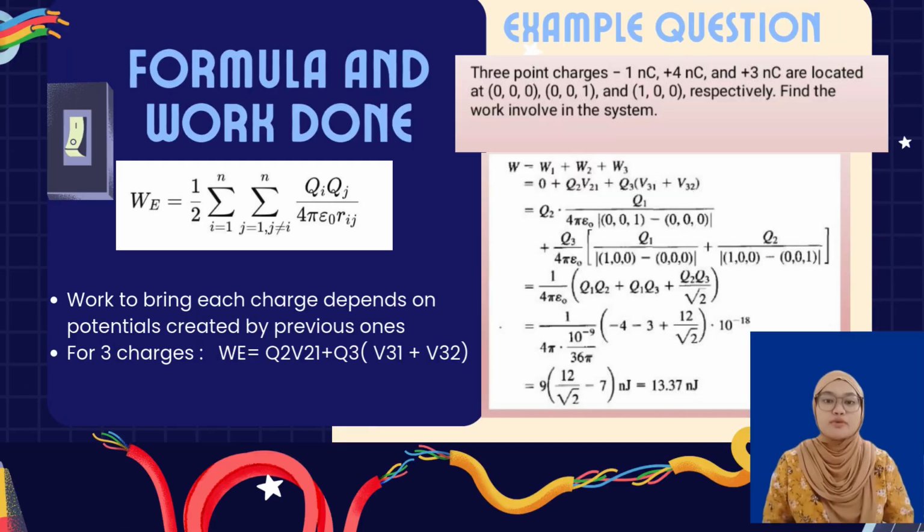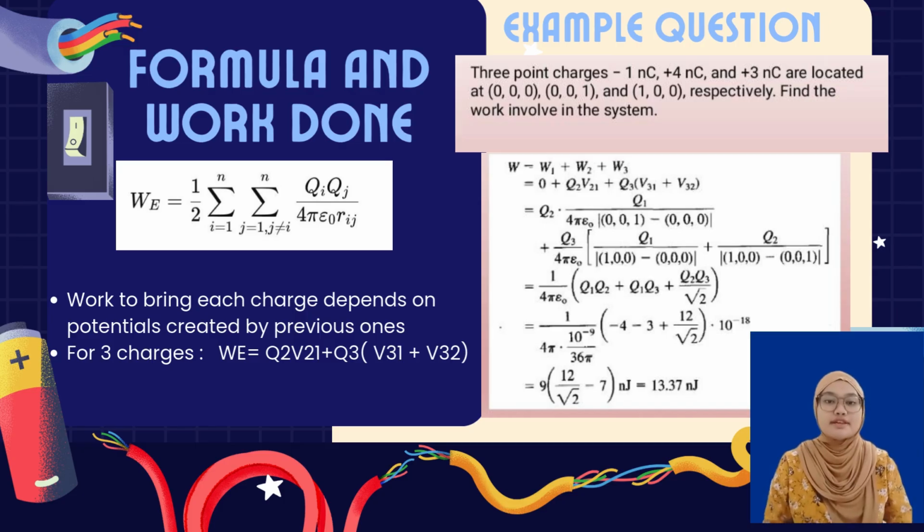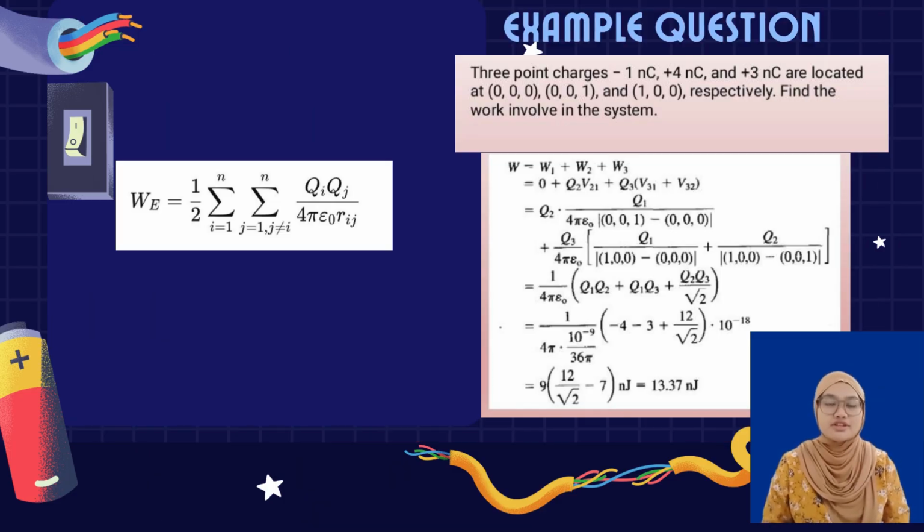No work is needed to place the first charge, but to bring the second charge, work W2 is done, equal to Q2 times V21, where V21 is the potential from Q1. For the third charge, W3 equals Q3 times (V31 plus V32). The total energy is given by 1/2 the sum of Qi Qj over 4 pi epsilon naught Rij. These sums count all pairwise interactions once.